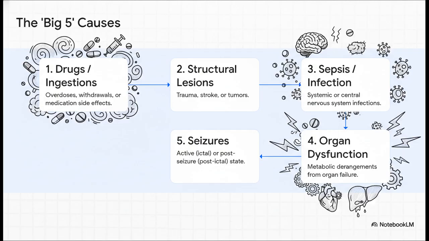Pretty much anything that can cause altered mental status by messing with that ARAS, thalamic cortical axis, will fall into one of these 5 buckets: drugs, structural brain problems, sepsis, organ dysfunction, and seizures. Running through this list on every patient is your safety net.